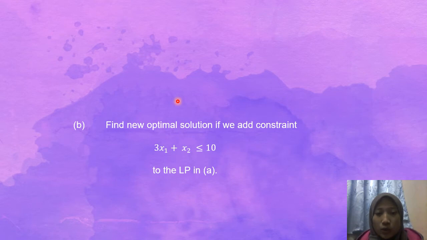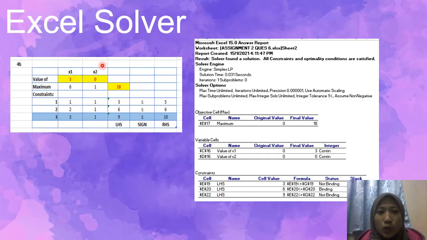We need to add a constraint, which is 3x1 plus x2 less than 10, into the previous solution. And as we use Excel solver, we just add this constraint, which is constraint 3, inside the solver and repeat the steps as before. And as we can see, the solution is just the same, which is the value of x1 is still 3 and the value of x2 is equal to 0, and our maximum is 18.